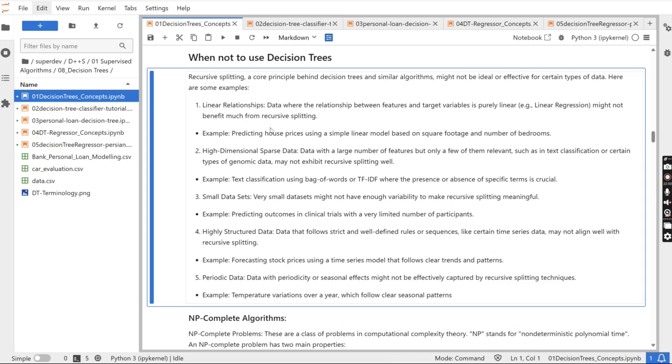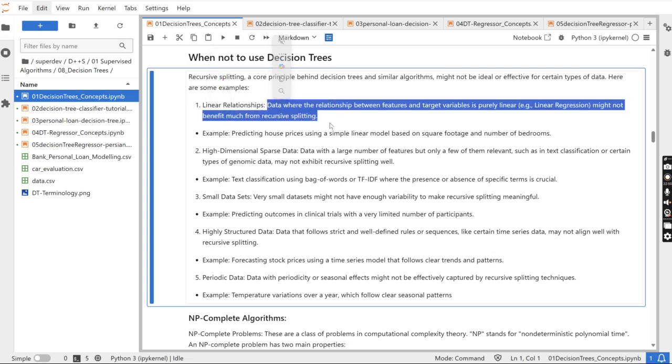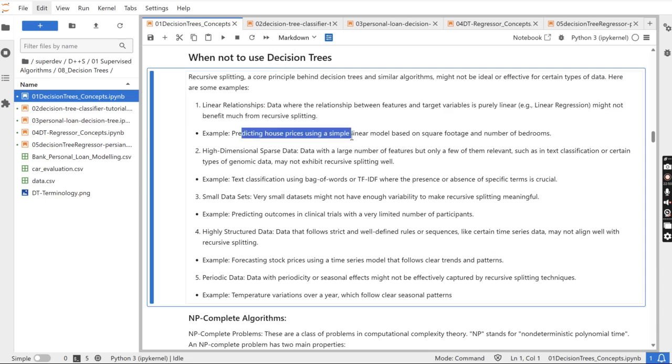When not to use decision trees is if your data exhibits a purely linear relationship, then you don't benefit. You can use decision trees, but you don't benefit much from recursive splitting. You could be well off using linear regression or logistic regression. For example, if you want to predict house prices, then you can use linear regression. No need to use decision trees.